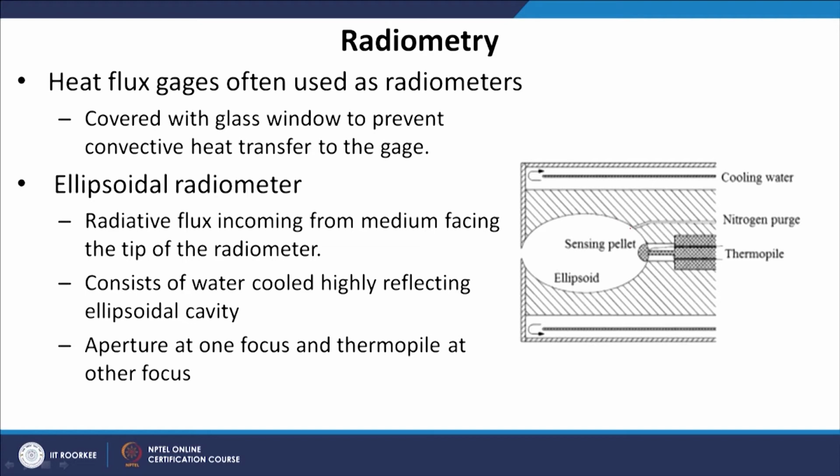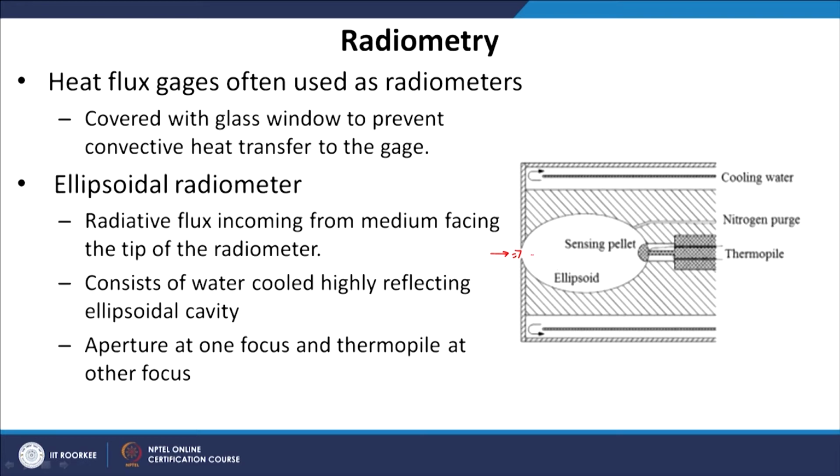So, here I will give you a simple schematic for the radiative heat flux. This is a simple radiometric gauge. Here we have an elliptical cavity. Here we have a glass window to prevent convective heat transfer. So, this is covered with a glass window, and radiation will enter into the cavity from here.